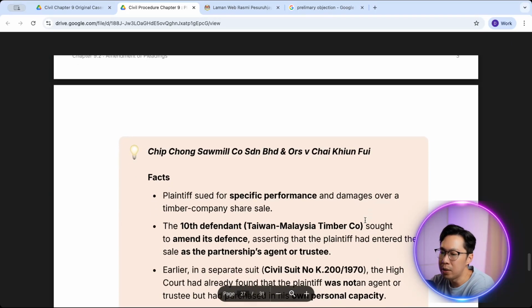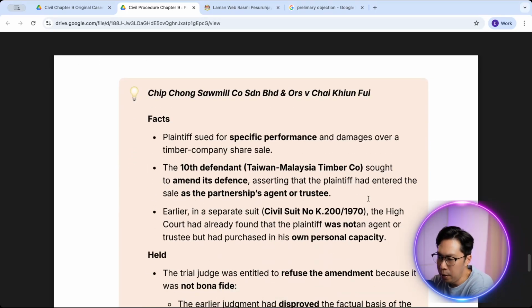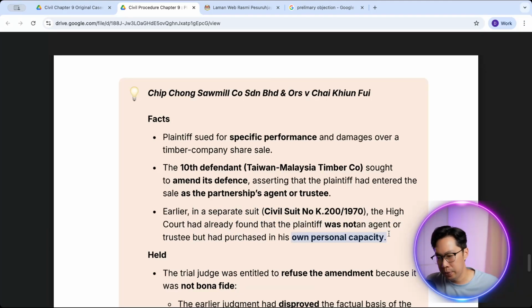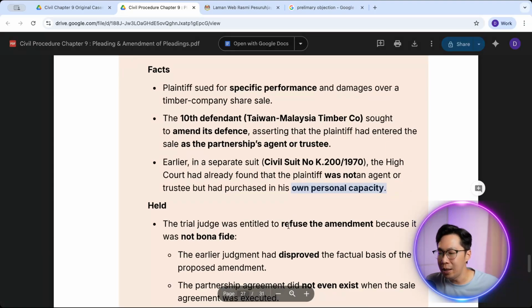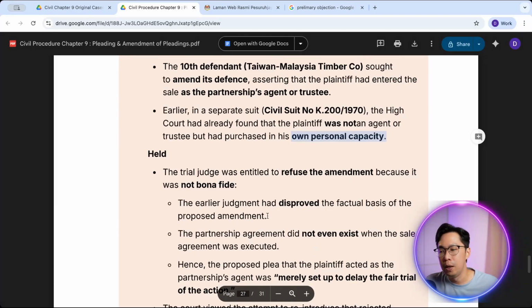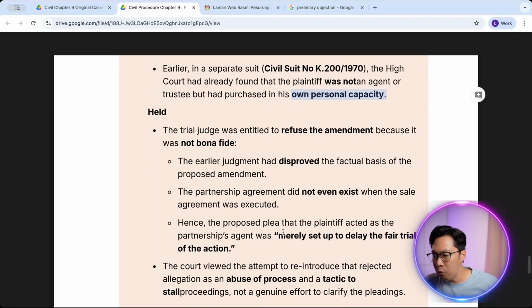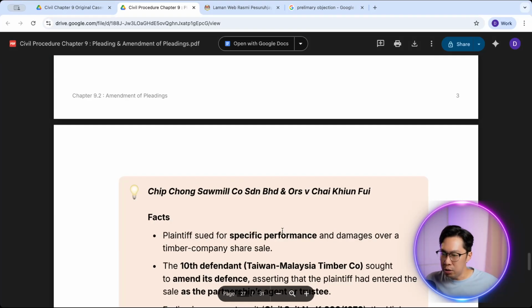Straightforward. So I give you an example: the plaintiff sued for specific performance and damages. The defendant sought to amend his defense, asserting the plaintiff had entered the sale as partnership agent or trustee. Earlier in this suit, the High Court had already found the plaintiff was not an agent or trustee, but had purchased in his own personal capacity. The trial judge was entitled to refuse because it was not bona fide. The earlier judgment had disproved it. They later want to come and amend it. Cannot.